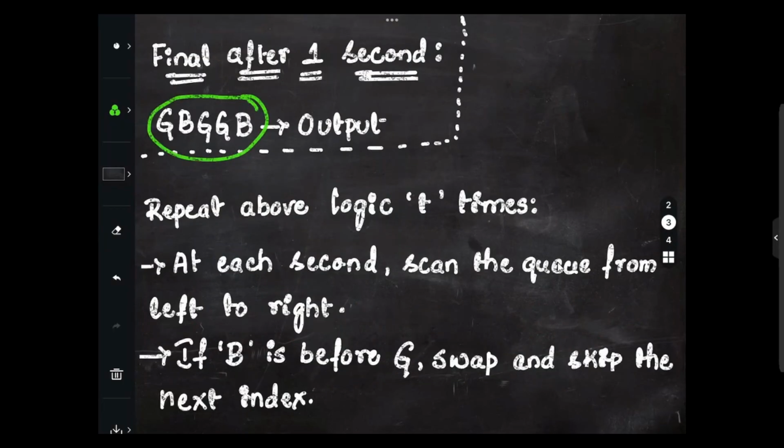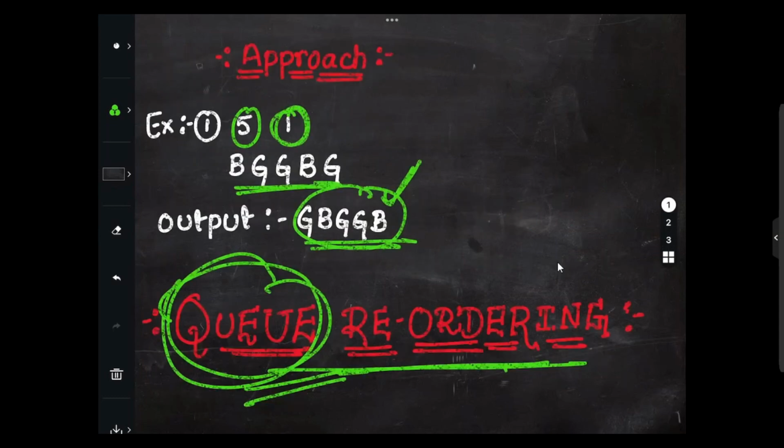What we'll do, we will repeat the above logic t times. T means we have been given t here, 1 second. So in this case, t is 1 second, right?